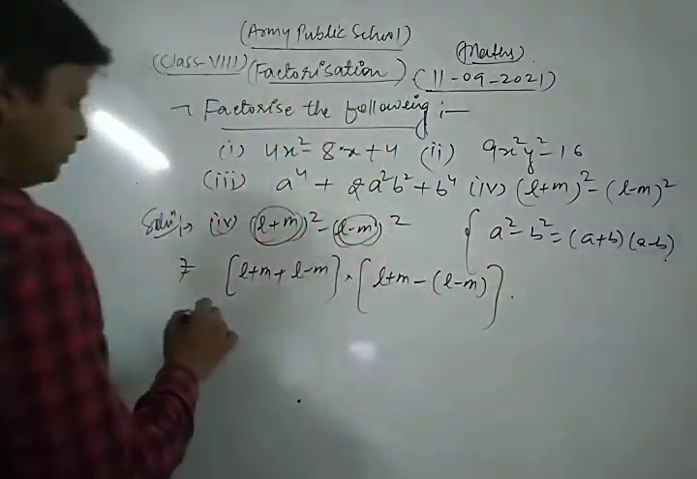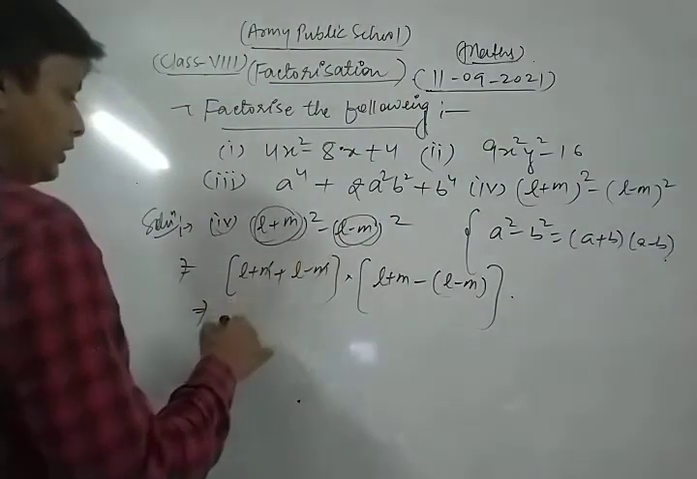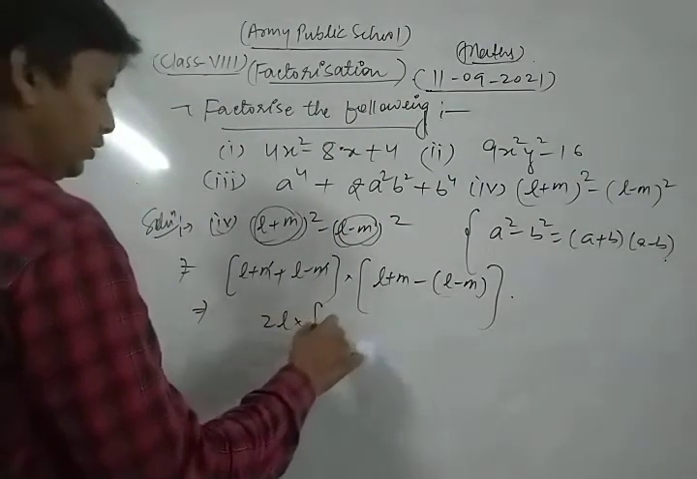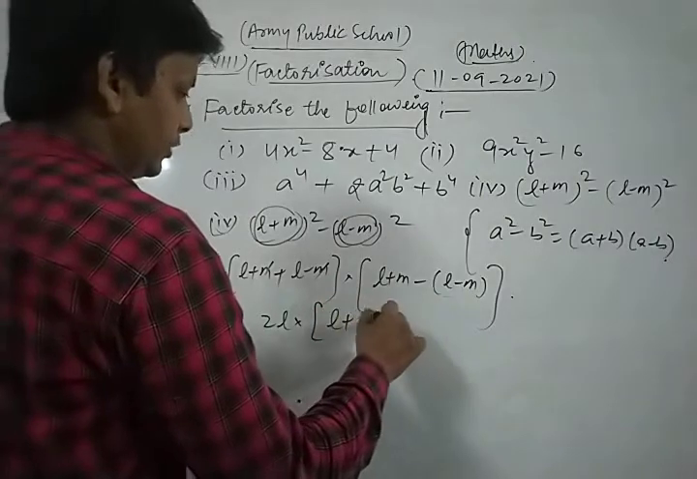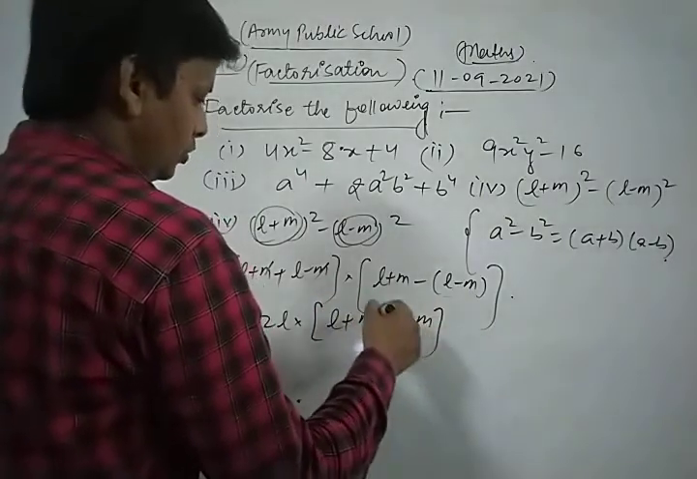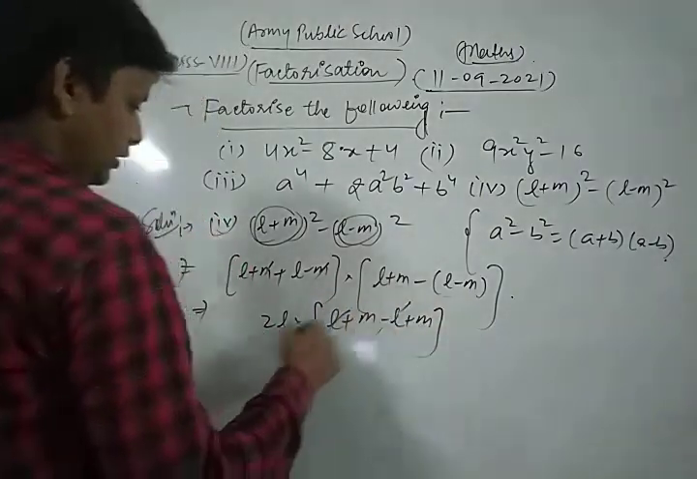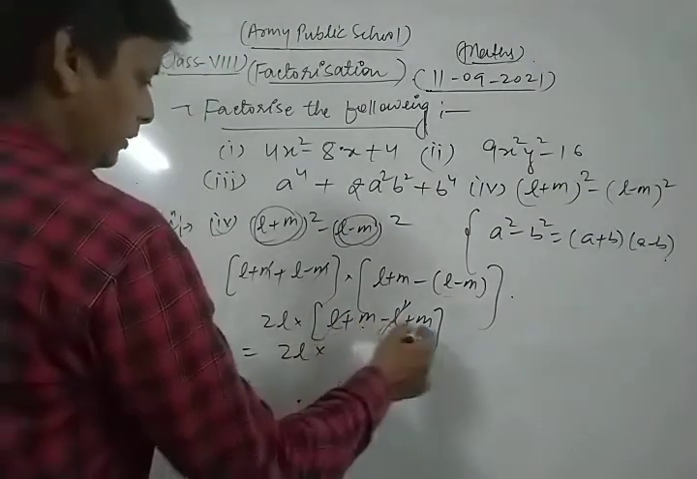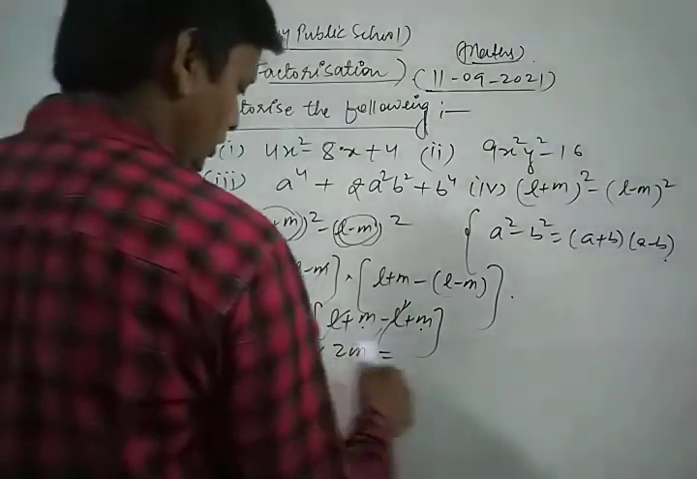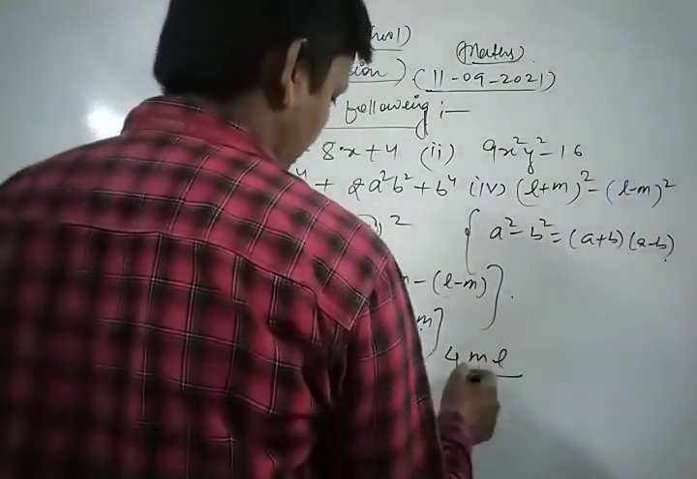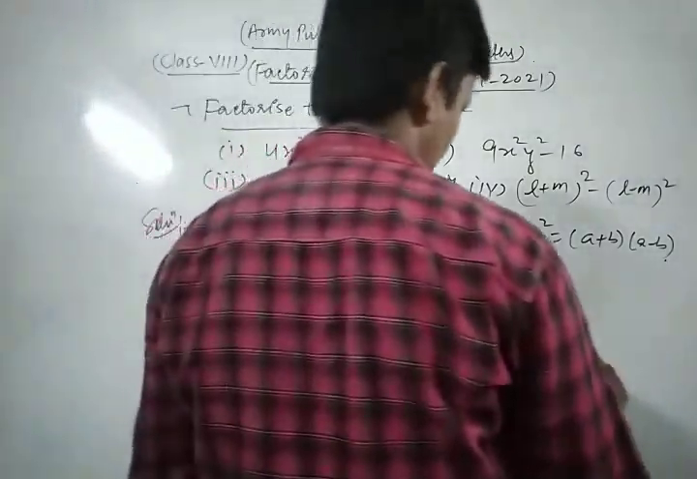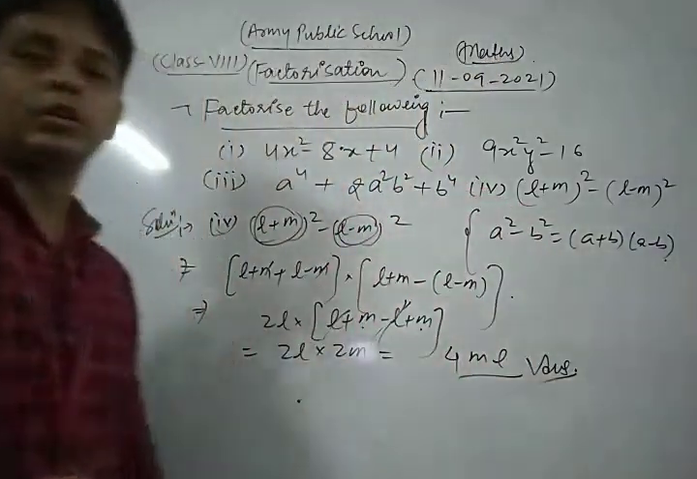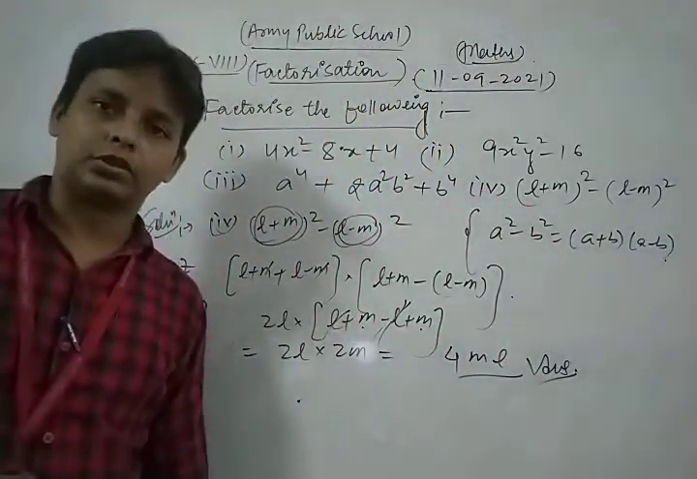Now we simplify them. Here m and minus m cancel each other, so we get 2l into, breaking the bracket, minus l plus m. Here l cancels out, so we get 2l into m plus m, that is 2m. So we get 4m into l. This is the required solution of the given question.